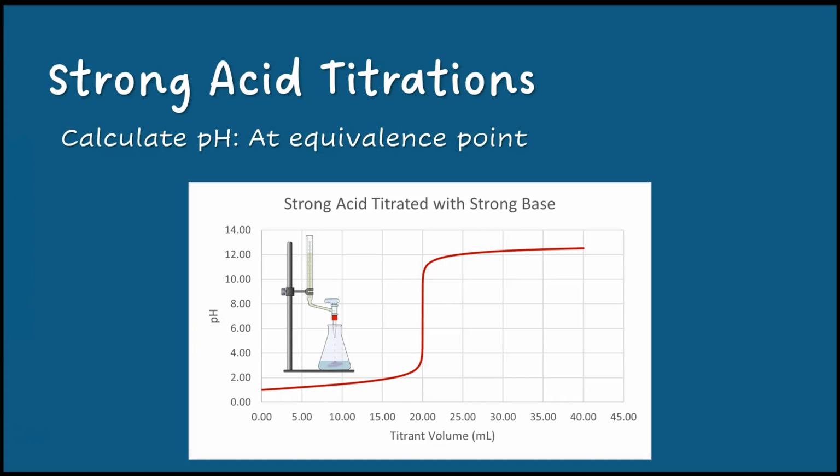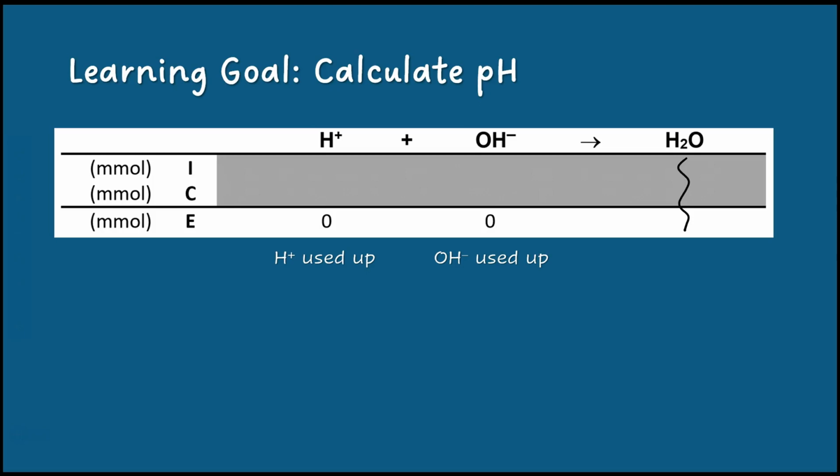Hi everyone! This video looks at a strong acid titrated with a strong base, and will focus on the pH calculation at the equivalence point. If the titrant volume in the problem is more than 0 milliliters, then we have to set up a millimole table. The E row of our millimole table tells us where we are on the titration curve and guides us as to how to proceed with the pH calculation.